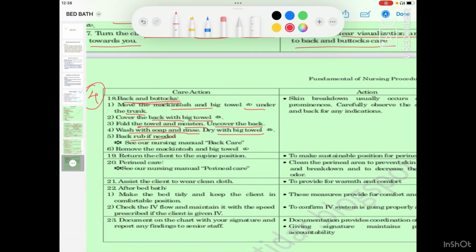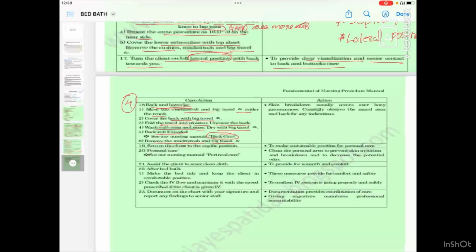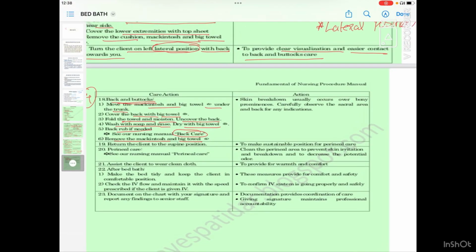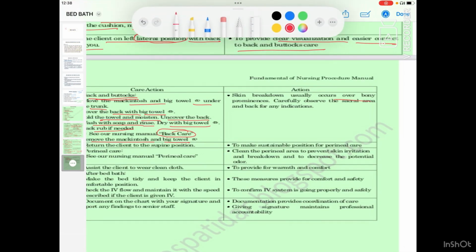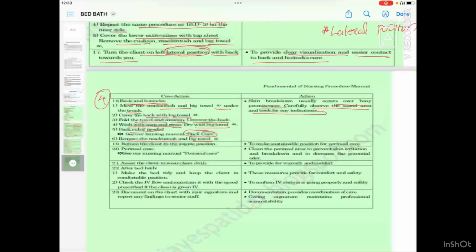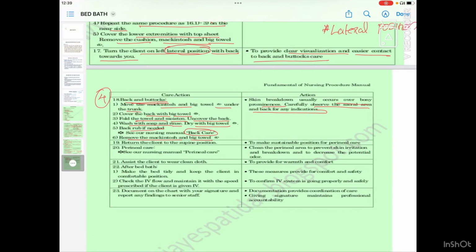See your nursing manual for the back care. Remove the Macintosh and big towel. Here, skin breakdown usually occurs, so cover the bony prominence carefully. Observe the sacral area and back for any indication of skin infection, or if a bedridden patient has a bony prominence problem, we need to give massages.